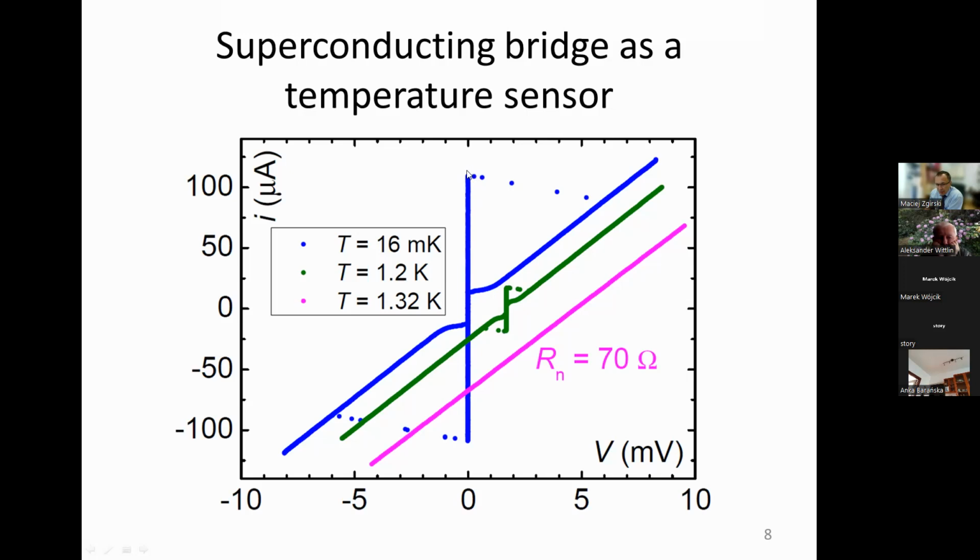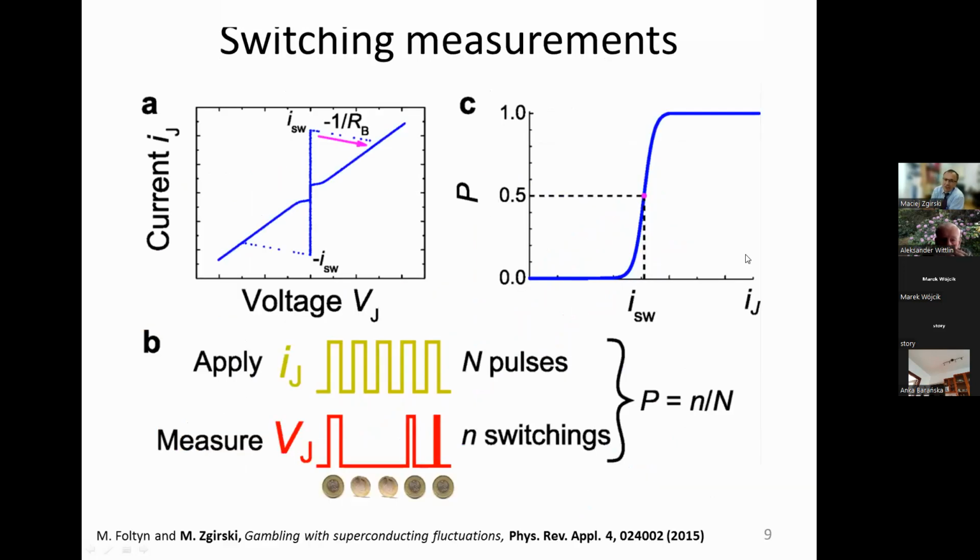So I want to define well the value at which the junction switches from superconducting to normal state. For this, I use a switching protocol, switching measurements. I send onto the junction, say, 10,000 pulses, this capital N, and in response to each pulse, the junction may switch, but it doesn't need to switch.